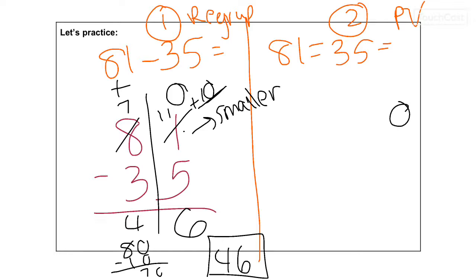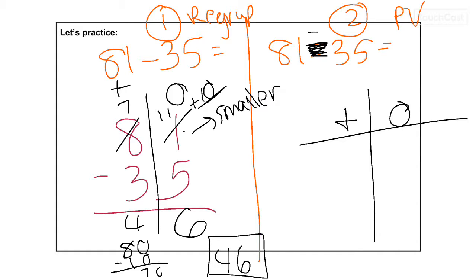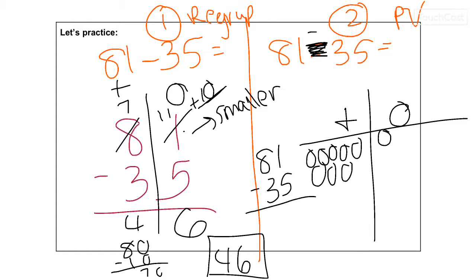Let's try the place value way. So we're going to put 81. That should be a minus sign, not whatever I wrote here. Just minus. Okay. 81, so 1, 2, 3, 4, 5, 6, 7, 81. We're going to try to take away 35. So we start in which place? The ones place. I have 1. Can I take away 5 ones? No, so I need to regroup.